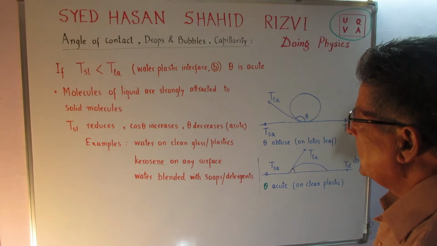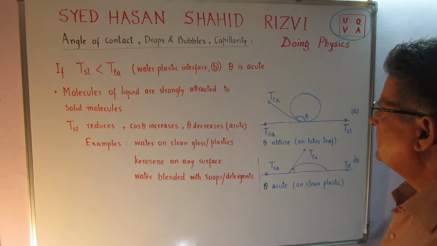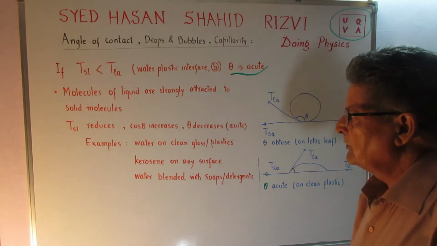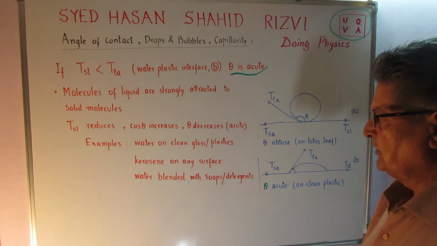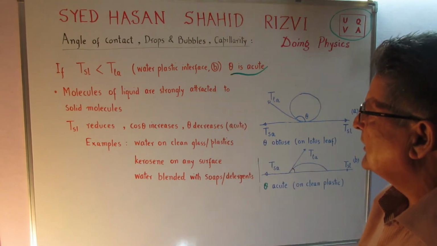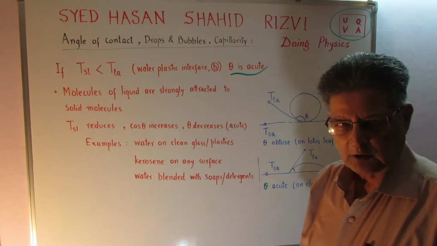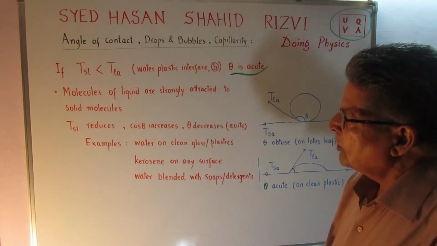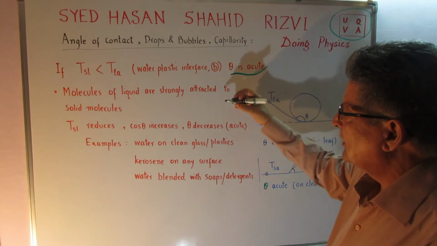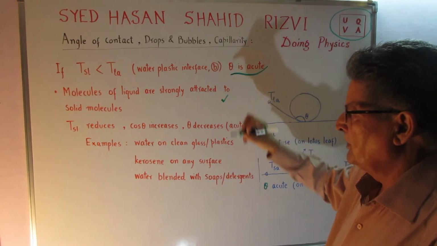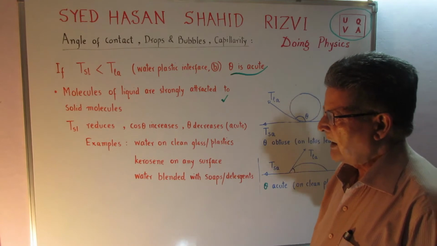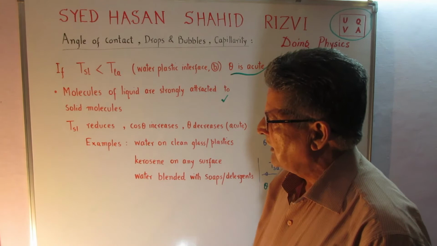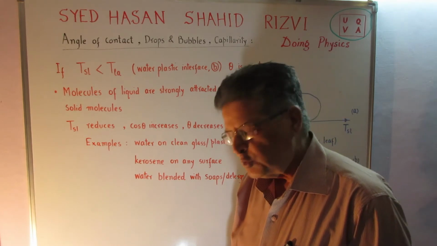So in this second case, in figure B, the theta is acute, okay. Then what happens is that the molecules of liquid are strongly attracted to solid molecules, which is contrary to the first case, where it was not so. The molecules of the liquid are strongly attracted to the solid molecules. So what happens? In that case, the value of T between the solid and liquid interface reduces.